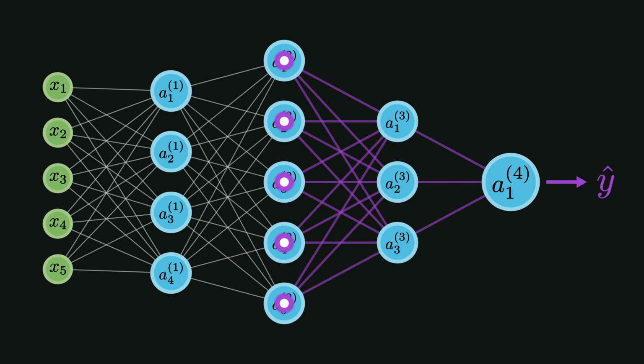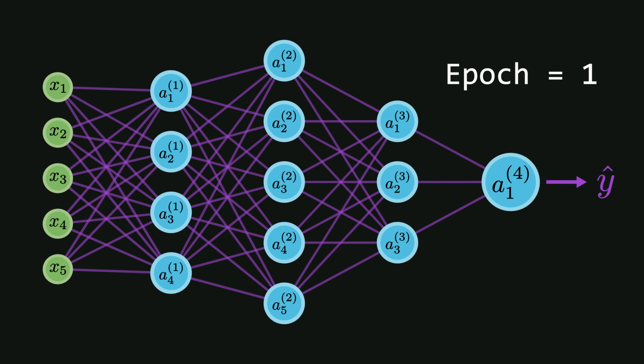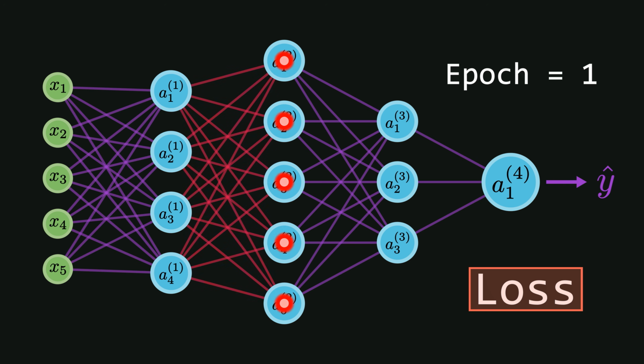Now, the backpropagation continues all the way back to the input layer. When one forward and backward pass through the entire network is complete, we call it one epoch. We perform multiple epochs, repeating this same process until the loss is minimized to an acceptable level.